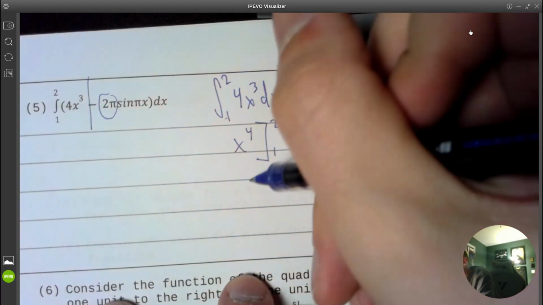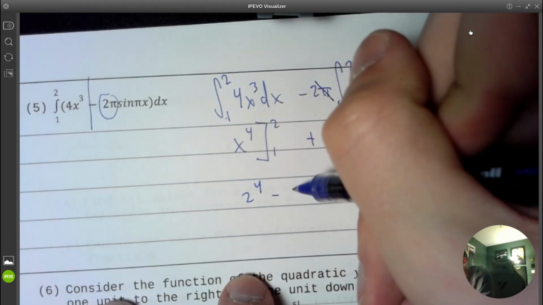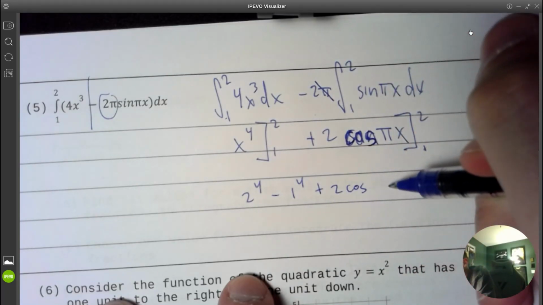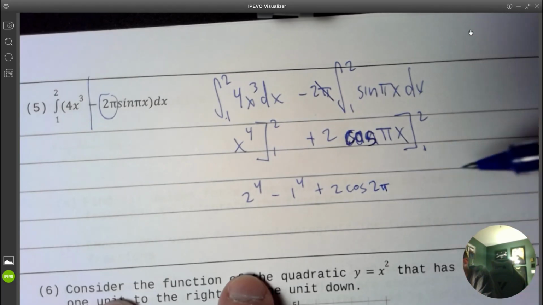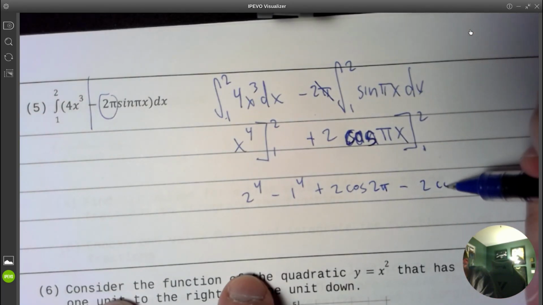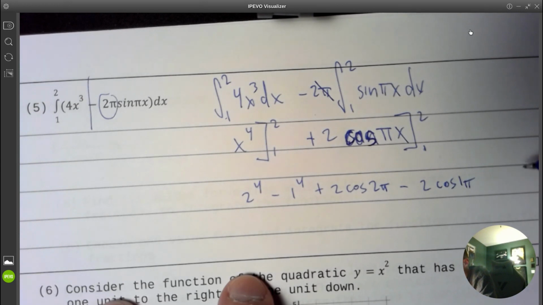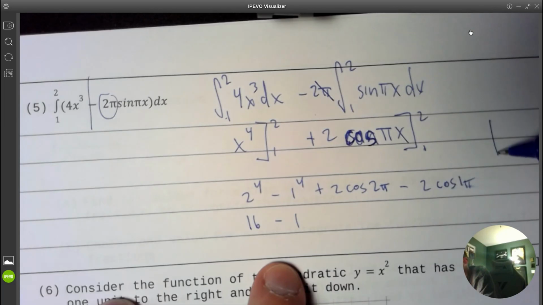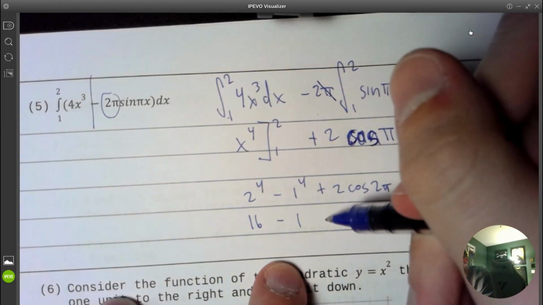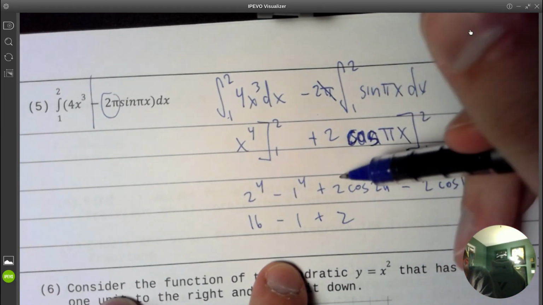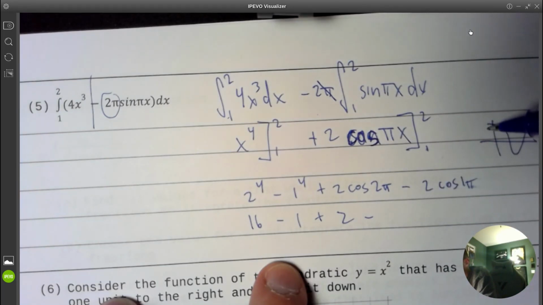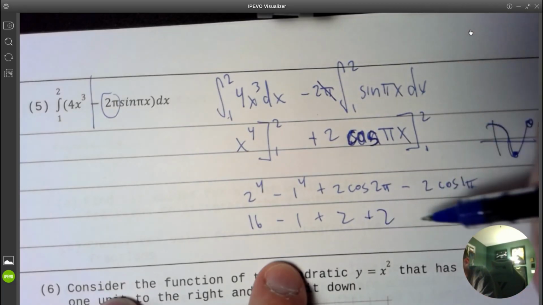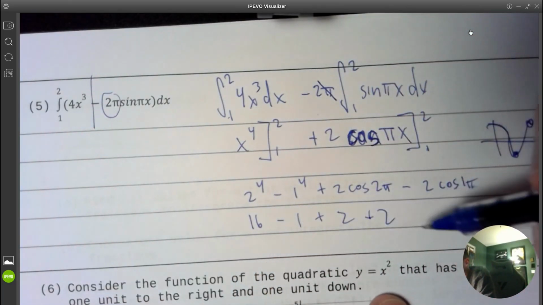I need to plug all this stuff in. That would be 2 power 4 minus 1 power 4 plus 2 cosine of 2 pi minus 2 cosine of 1 pi. That would be 16 minus 1. Cosine of 2 pi is 1, plus 2 times 1, and that would be cosine of 1 pi, negative 1. Well, negative 2 times negative 1 would be positive 2. It's 15, 17, 19.